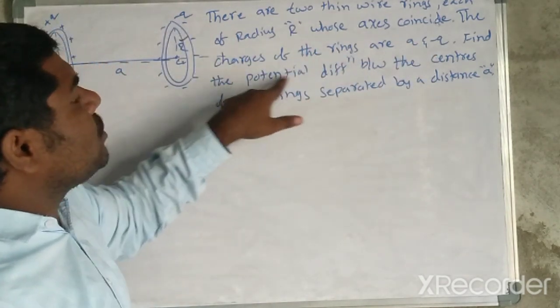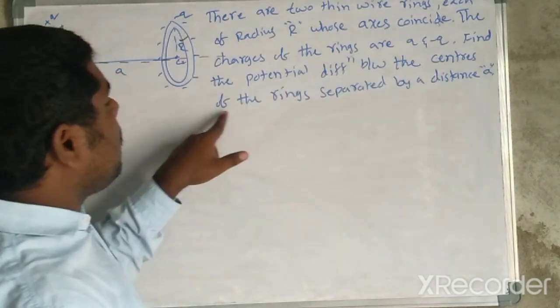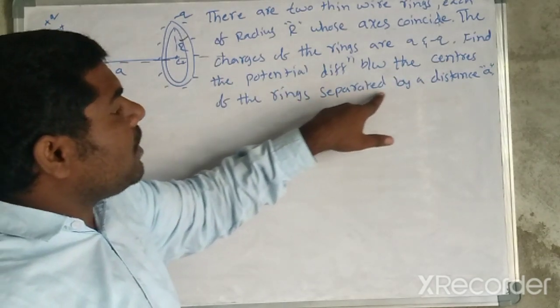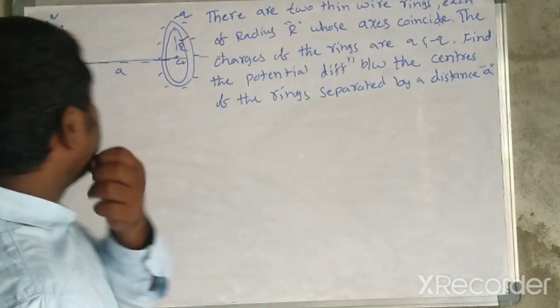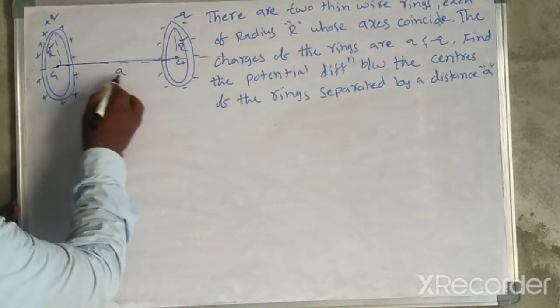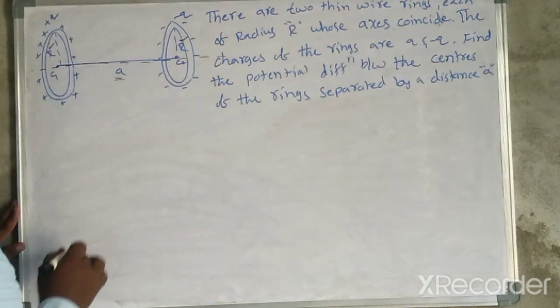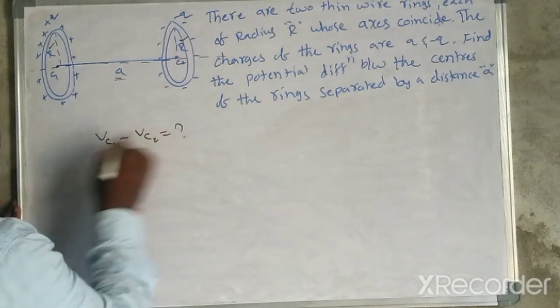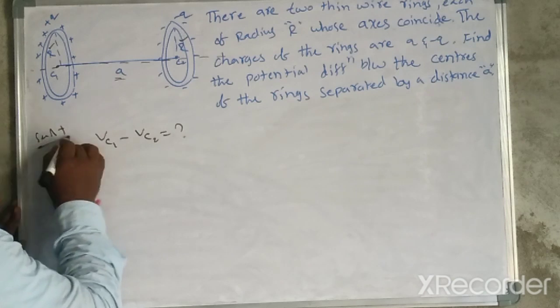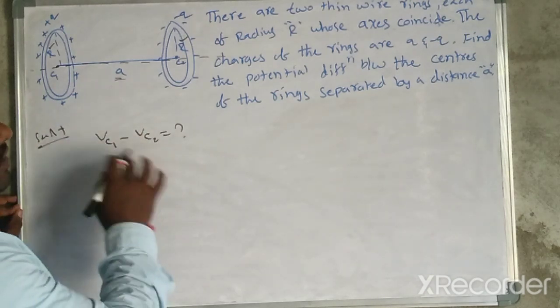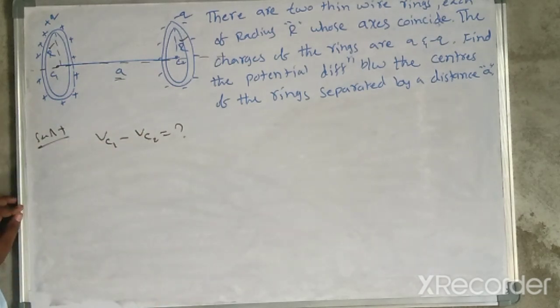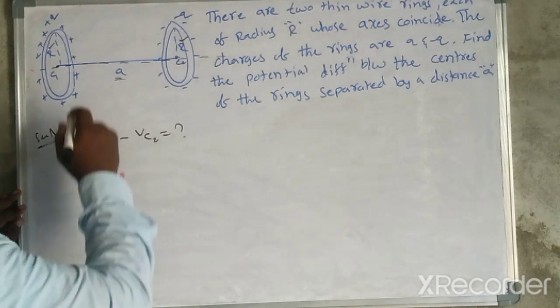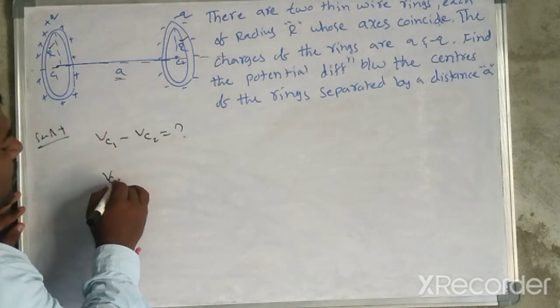Find the potential difference between the centers of the rings separated by a distance a. These two centers are separated by distance a, and they are asking VC1 minus VC2 is equal to how much? This is the question. First, let us find VC1.